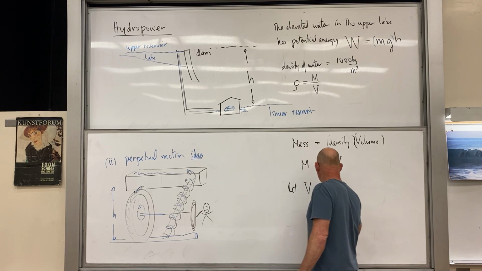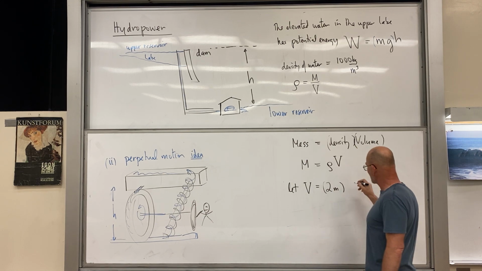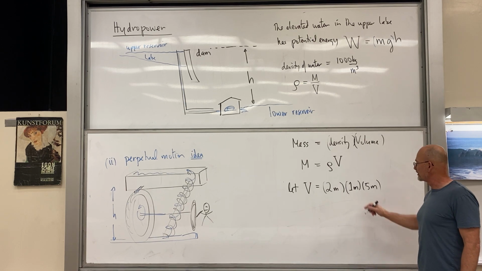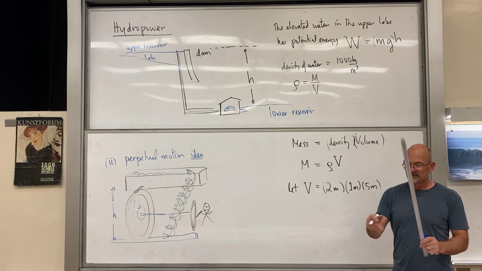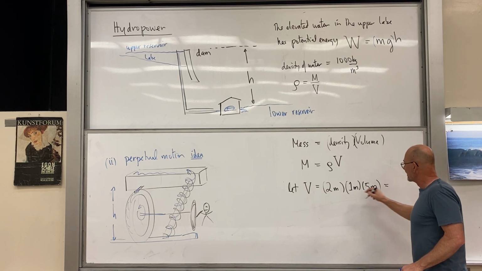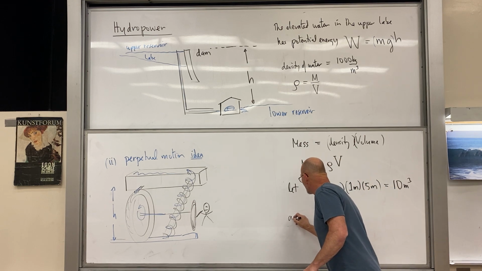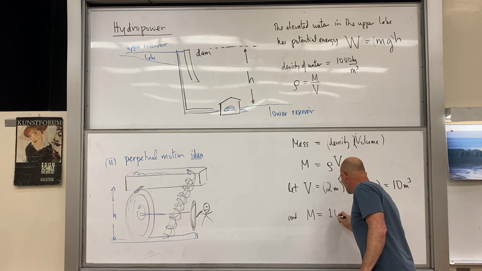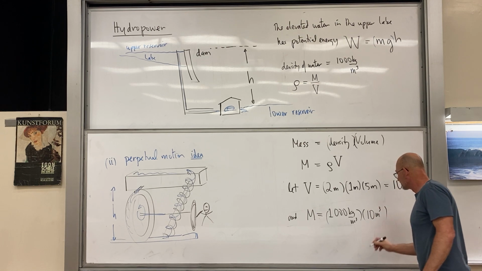Let V equal 2 meters times, let's make up some easy number, times 1 meter times 5 meters. So there's a tank that's a meter times 5 meters times 2 meters, okay? There's a meter stick, so 2 is about from where I'm standing to a bit above my head, and then 5 meters, okay? So you can visualize that. So what is that? That's 2 times 1 times 5 is 10 cubic meters, and the mass of water, and M is going to be equal to 1,000 kilograms per cubic meter times 10 cubic meters. You see, I chose easy numbers.